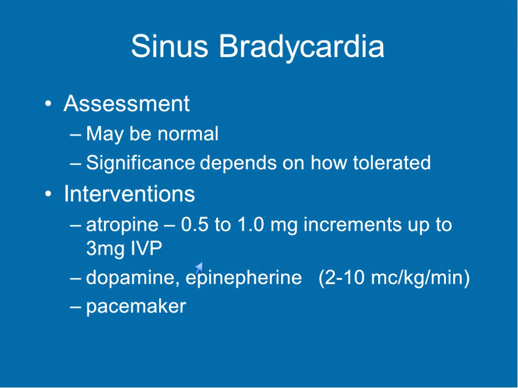If that doesn't work, then we use dopamine or epinephrine, and we do those in infusions. And the dosage is the same in either instance. It's 2 to 10 mics per kilogram per minute. And if that doesn't work, then we are going to set up for a pacemaker. Now, sometimes we just go ahead and set up for the pacemaker. It's not necessary for someone to fail dopamine or epinephrine before we put a pacemaker on.